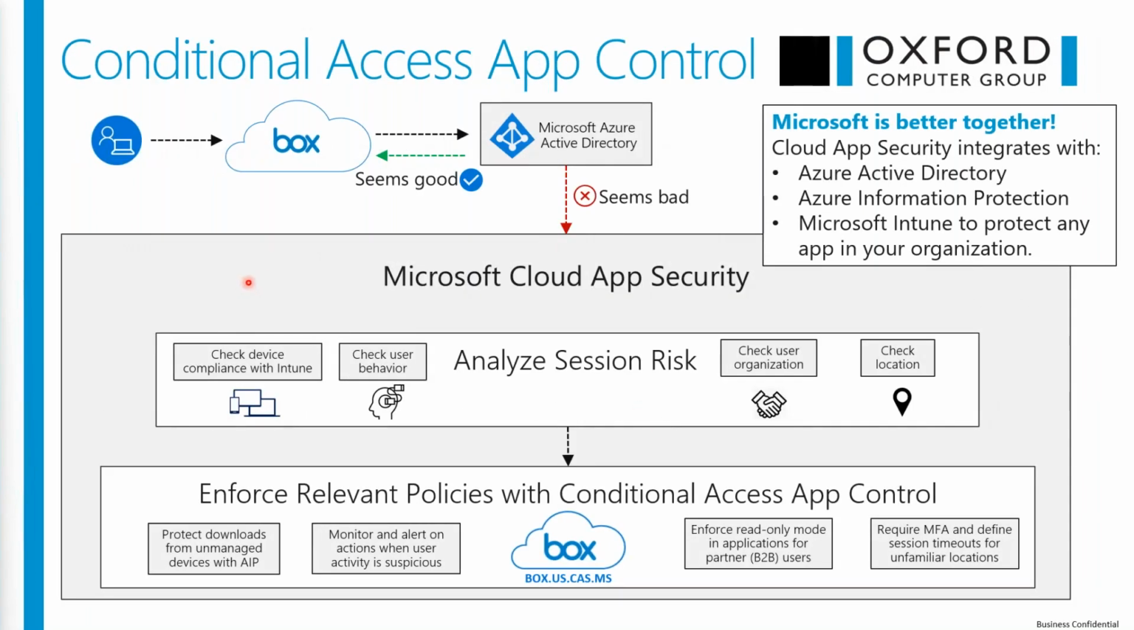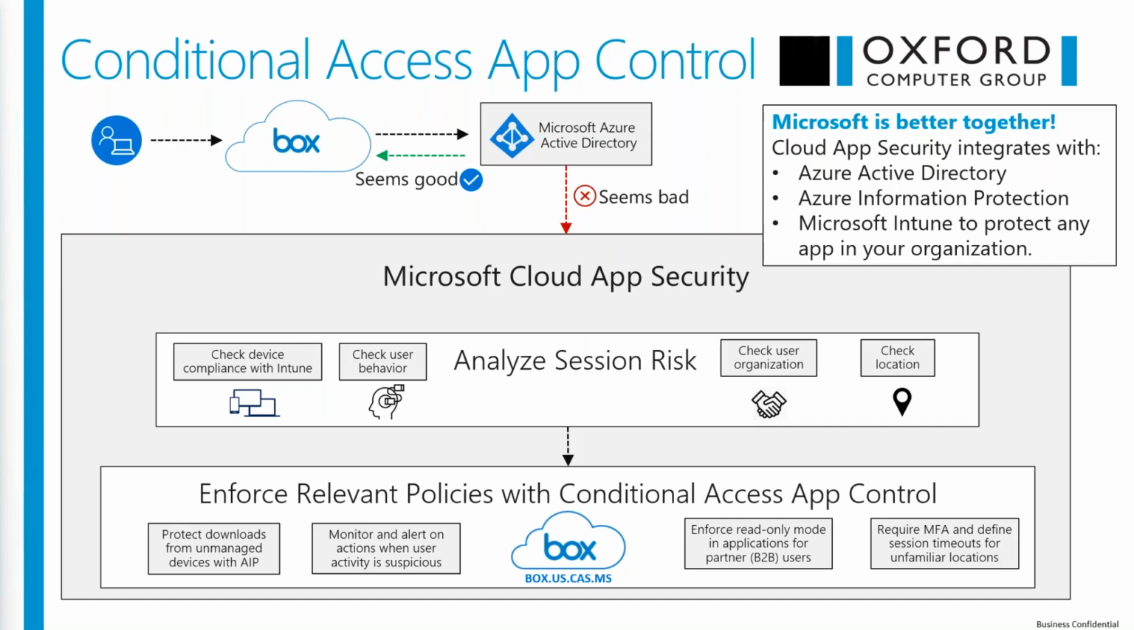Just a quick overview of how that works. So this is assuming Azure Active Directory is your IDP, Box is your third-party application, user signs in. It's an analysis because that application, Box, is behind that session proxy. But there are some policies like protect downloads from managed devices with AIP, monitor and alert actions when user activity is suspicious, enforce read-only mode, right? So all these policies can be evaluated, and then if it seems good, the user is granted access. If there's a violation, then the user is blocked.